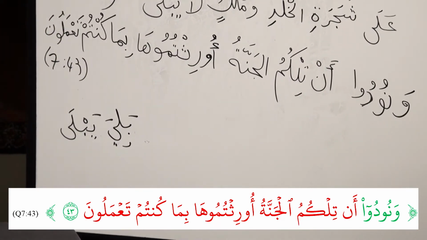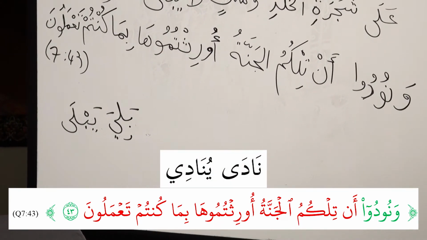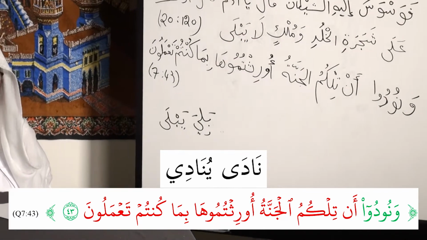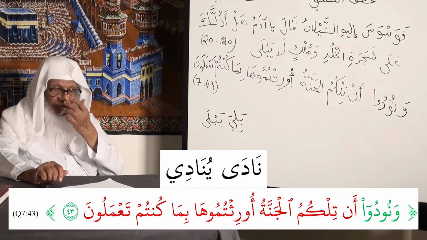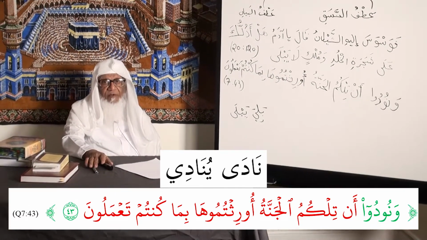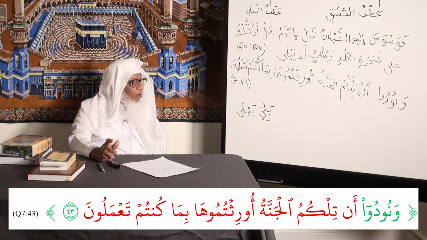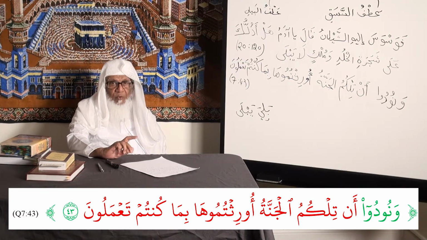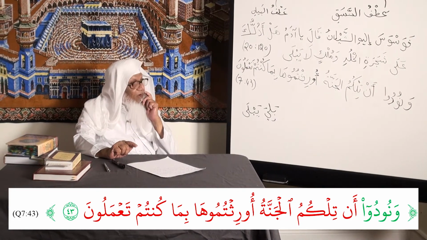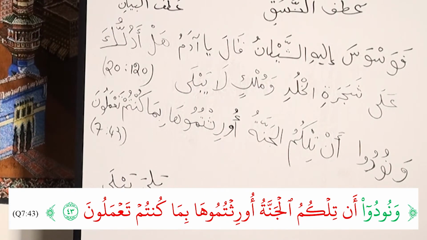Wanudu, as you can see, is nada. This is bab 3, bab fa'ala, nada, to call. Nada yunadi, he calls. Passive voice, nudiya, he was called, or it was called to him, it was said to him. Wanudiya. And this is plural, nudu. The waw is the naib al-fa'il, wanudu. It was announced to them. They were called, or it was announced to them.